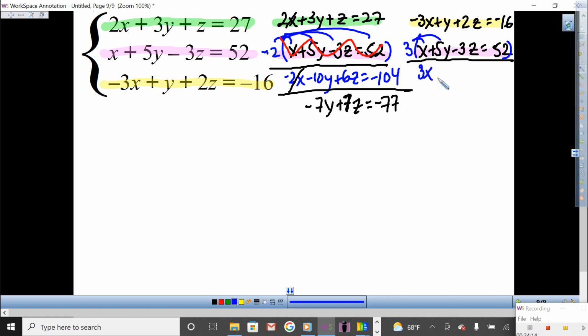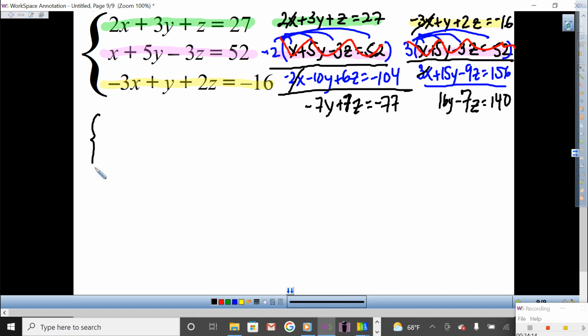Distribute, this is 3x plus 15y minus 9z equals 156. We no longer use this one, and then combine, so 3x minus 3x eliminate, so we're left with 16y, 7z minus 7z equals 140. Hands, have you got that? All right, that is correct. And now we make our smaller system. Negative 7y plus 7z equals negative 77. And then the second equation is 16y minus 7z equals 140.